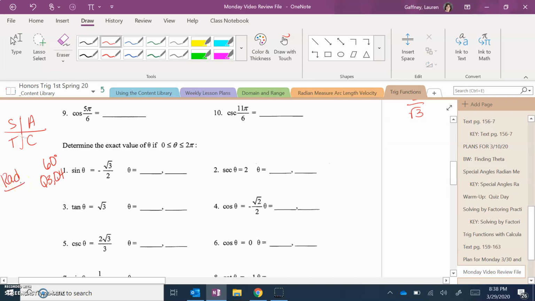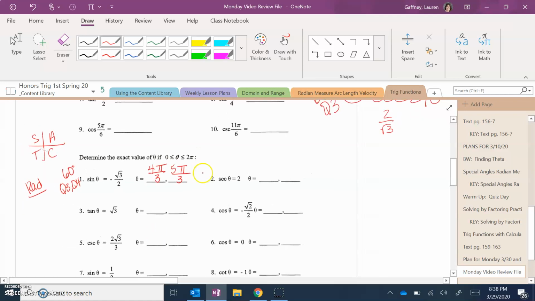Okay, so 60-degree reference angle means my denominator is a 3. Now, to get to quadrant 3, this would be 1 pi over 3, 2 pi over 3, 3 pi over 3 reduces, 4 pi over 3, and 5 pi over 3.